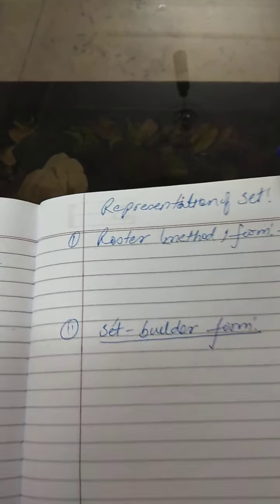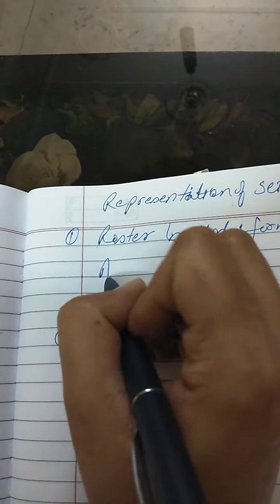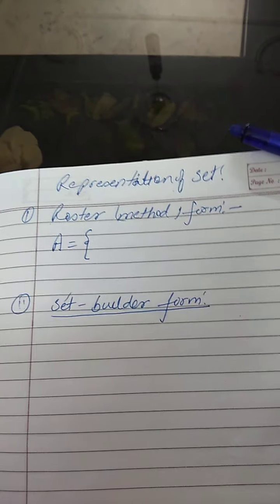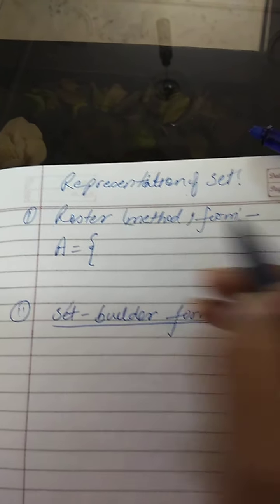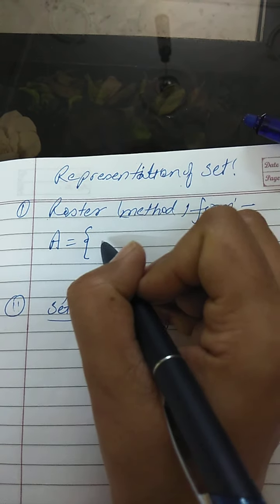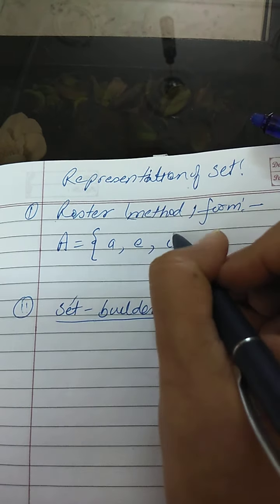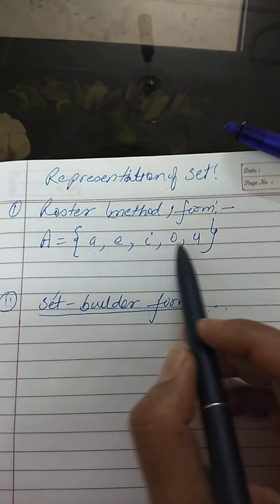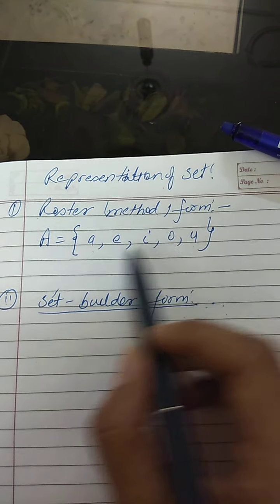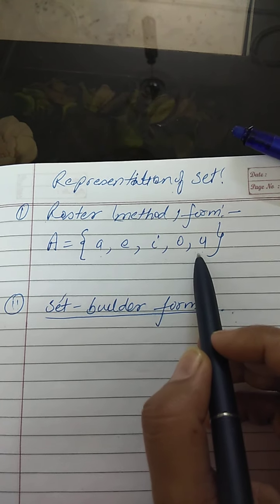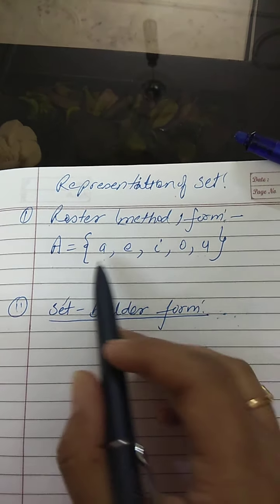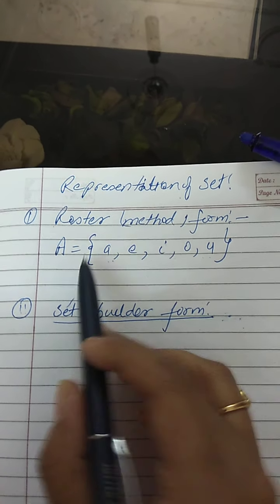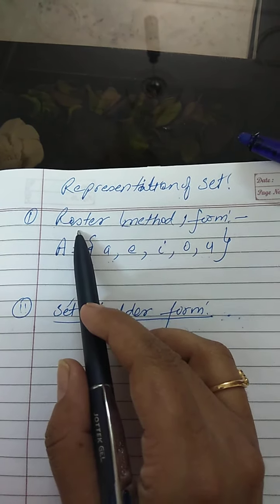Roster form means if I say A is the set, I'm writing all the elements of the set. For example, let me take the same A, E, I, O and U. What is this? This is the collection of all the English vowels. When I list every element separated by commas within curly braces, it is called roster form, right?